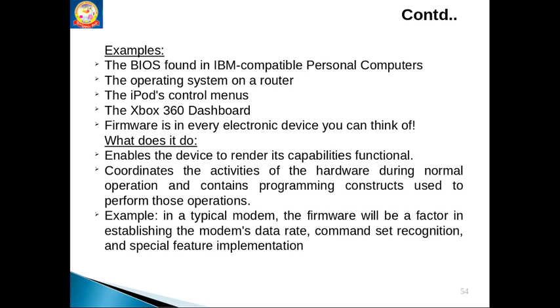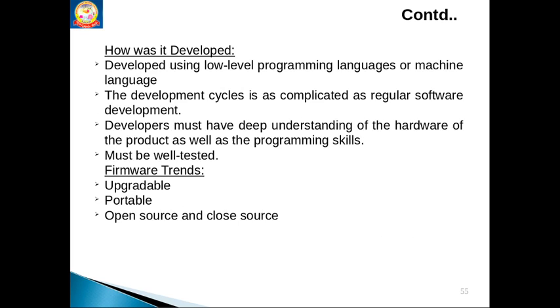Here, a modem is given as an example. We can control the rate, we can issue commands, and we can do some command set recognition. The best example is a microwave oven. We are programming the microwave oven in a way that we can cook various kinds of recipes with its help. That programming process we can call firmware. All those programs recorded into the microwave oven are called firmware.